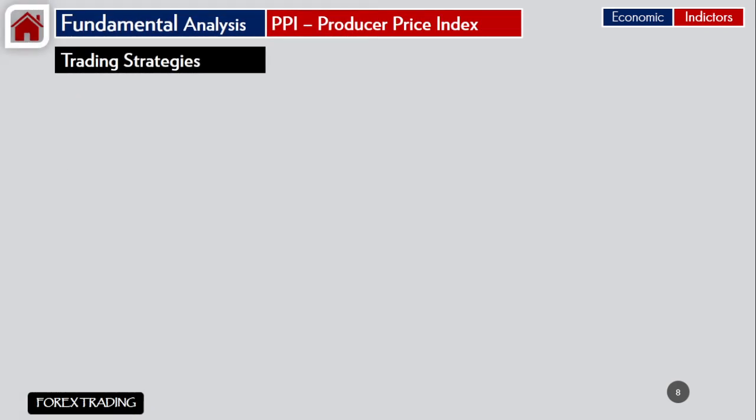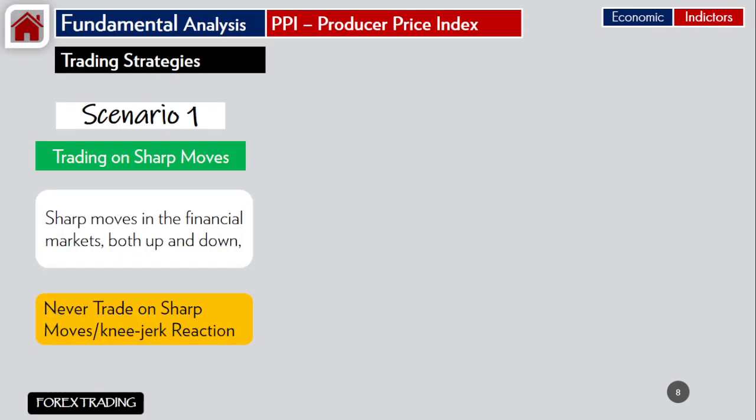Now secondly, there can be three trading strategy scenarios. Scenario one, trading on sharp moves. As soon as the data comes out, the market reacts quickly. There can be sharp moves in the financial markets, both up and down. So remember, never trade on sharp moves. We also call it a knee jerk reaction. That could be very damaging because you never know what's going to happen. So the rule of thumb is when there is a data release and a sharp move, never trade on sharp moves.